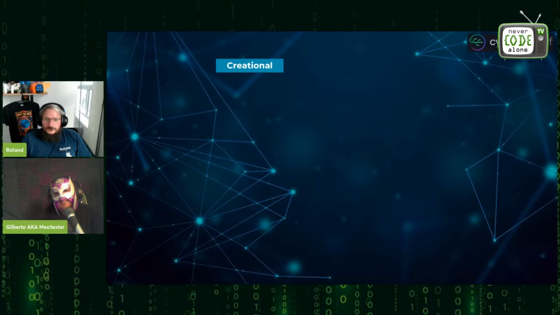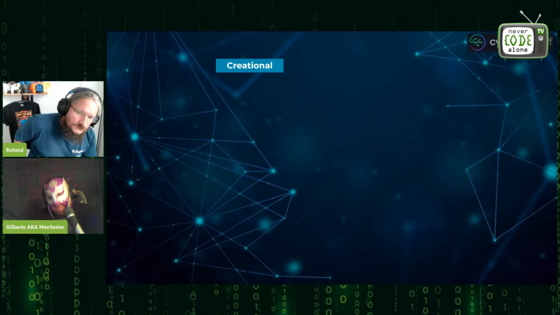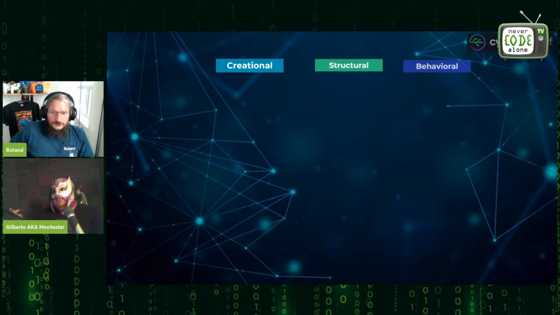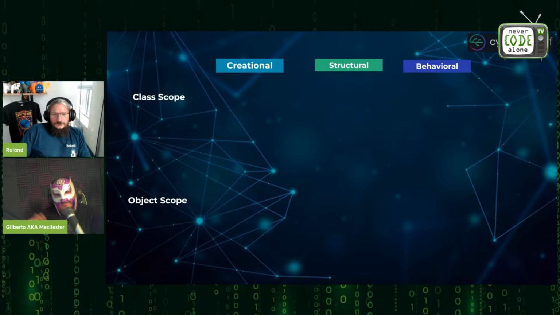Let's see the creational types and the scope that they have. Why are they put into three different types? Because they have something that they can do and something that they cannot. So, for example, creational, structural and behavioral: the class scope and object scope.